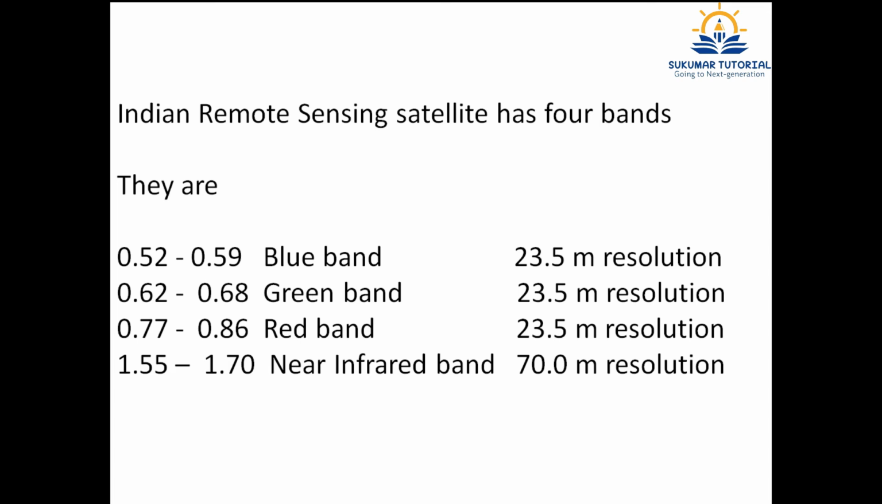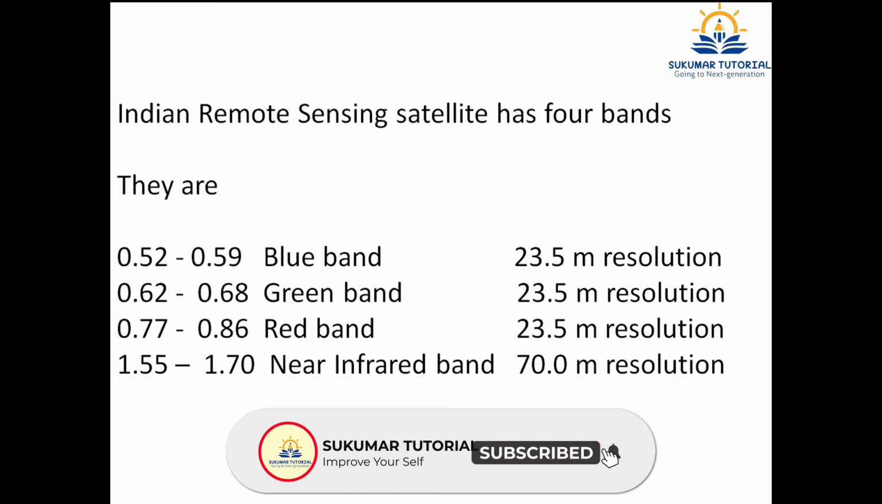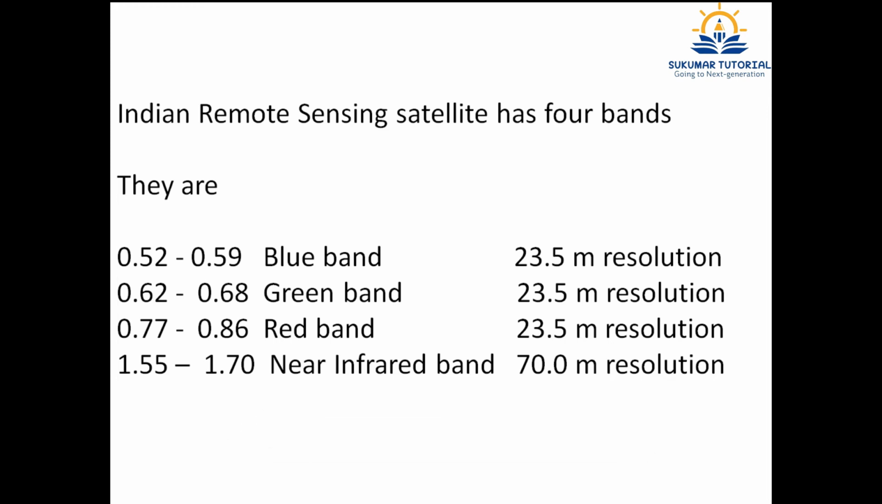Indian remote sensing satellite has got 4 bands. They are 0.52 to 0.59 blue band with 23.5 meter resolution. 0.62 to 0.68 green band. 0.77 to 0.87 micron is red band. 1.55 to 1.70 micron is near infrared band, but infrared band is about 70 meter resolution. All others are 24 meter resolution.